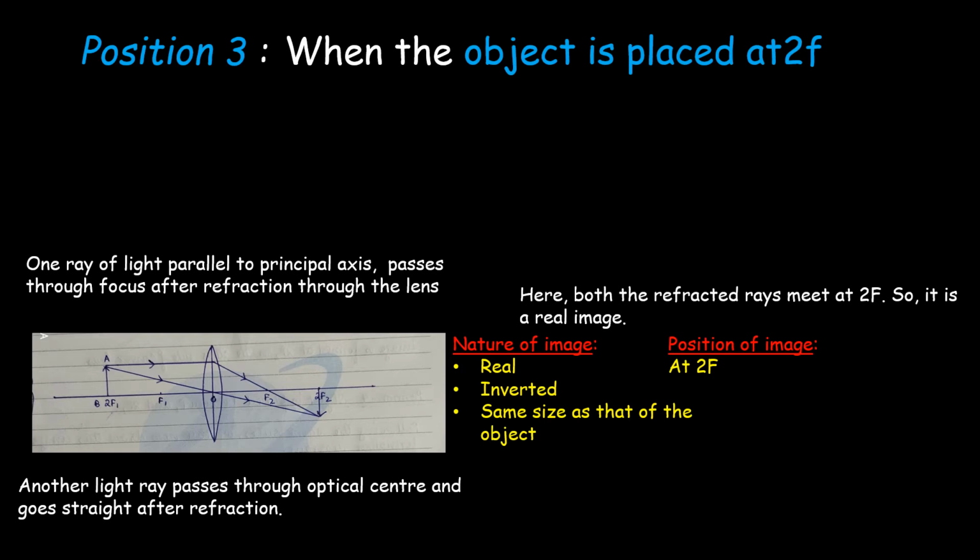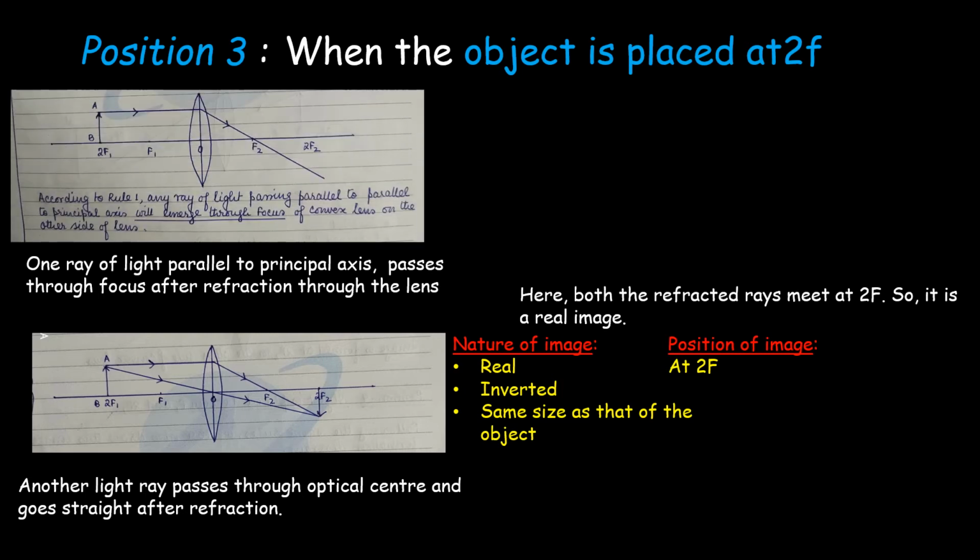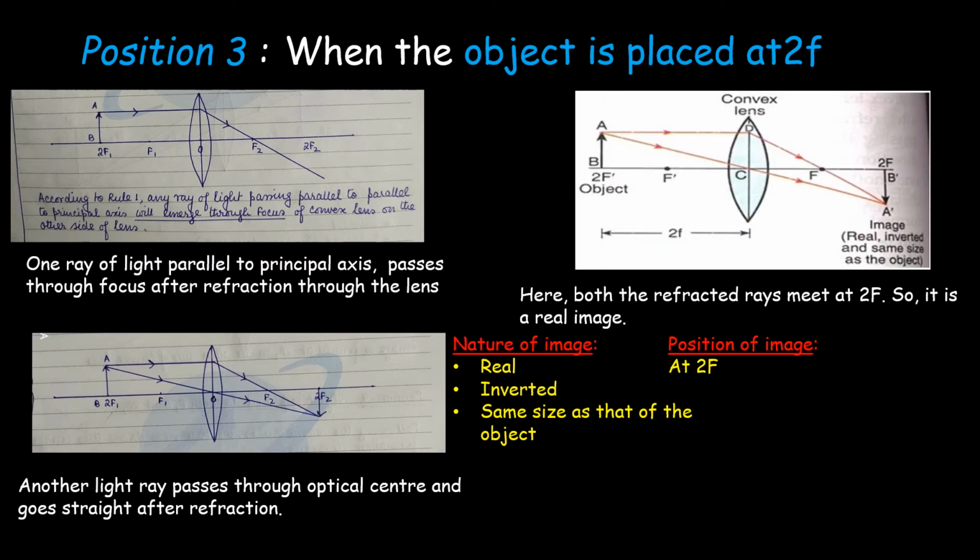Position 3, when the object is placed at 2f. One ray of light parallel to the principal axis passes through focus after refraction through the lens. Another light ray passes through the optical center and goes straight after refraction. Here both the refracted rays meet at 2f. So it is also a real image.